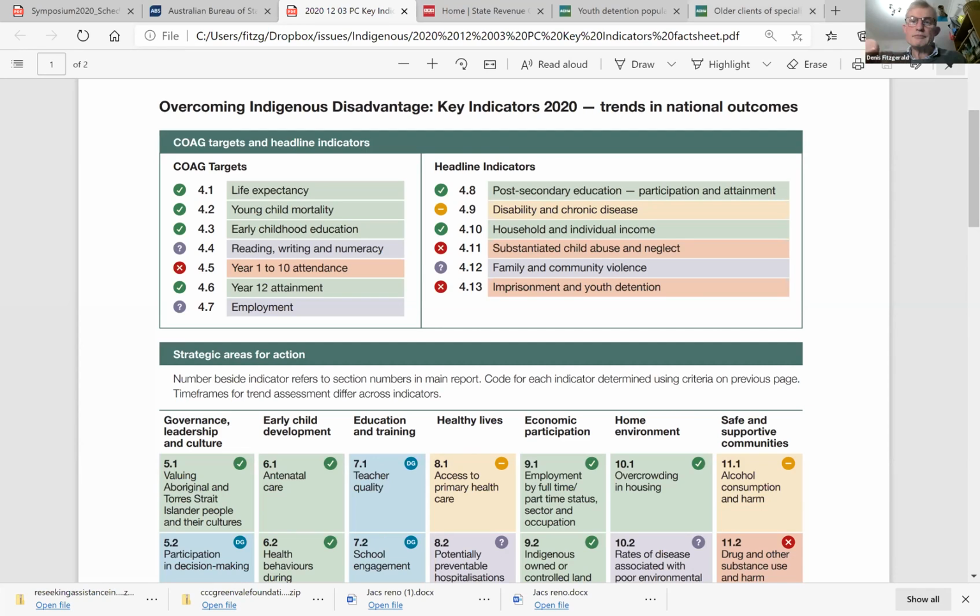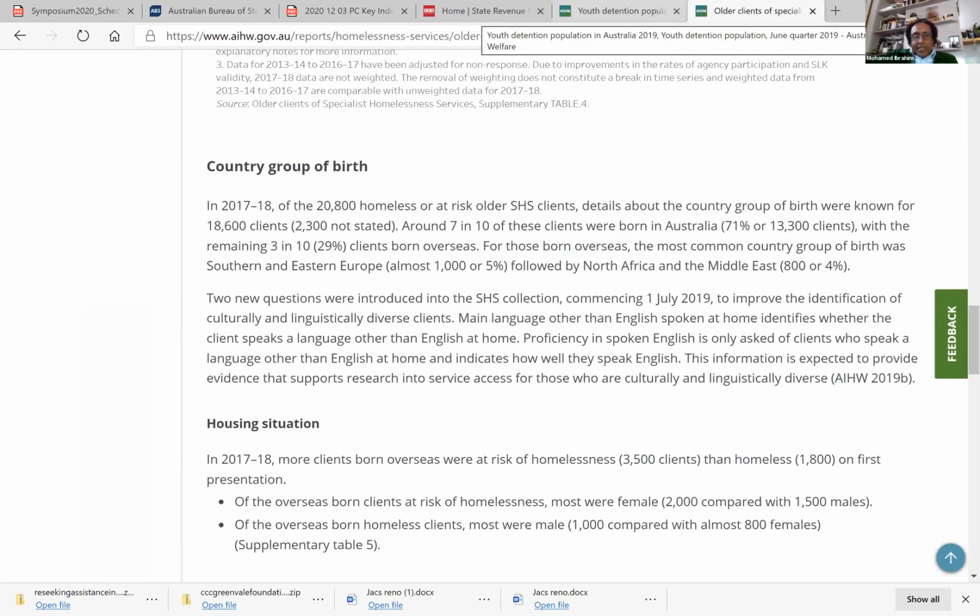Does that come up, a heading called Country Group of Birth? No, not yet. Yes, yes.